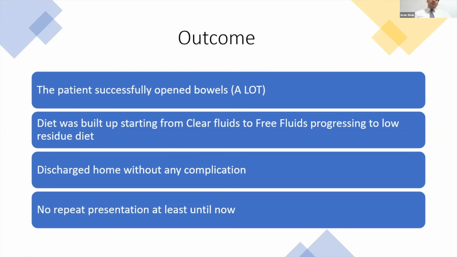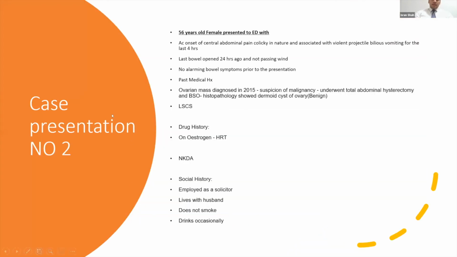We started building up the patient's diet. We removed the NG tube, started on clear fluids and went into free fluids and slowly progressed to a low residue diet. The patient was discharged home without any complications, and we haven't seen the patient since. So that's the first case, and let's move on to the next one.